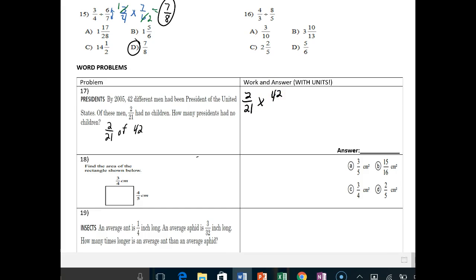And remember, how do we do this? We say 2 over 21 times 42 over 1. So interesting enough, 42 and 21 actually have something in common. And yes, it's 7, but it's also 21. So 21 divided by 21 is 1. 42 divided by 21 is 2. So we get 2 times 2 is 4. 1 times 1 is 1. 4 over 1 is equal to 4 presidents. And we're going to make sure that we put our answer on the answer line. 4 presidents had no children.